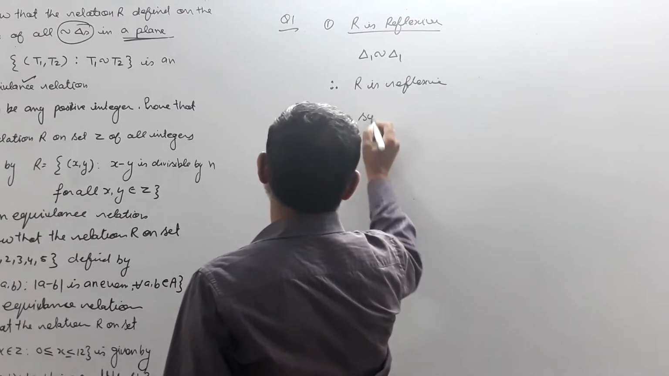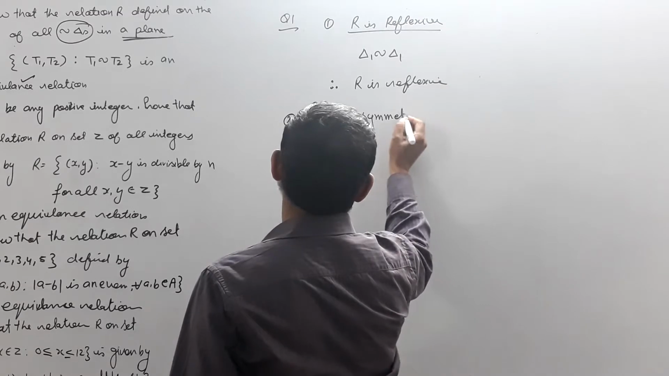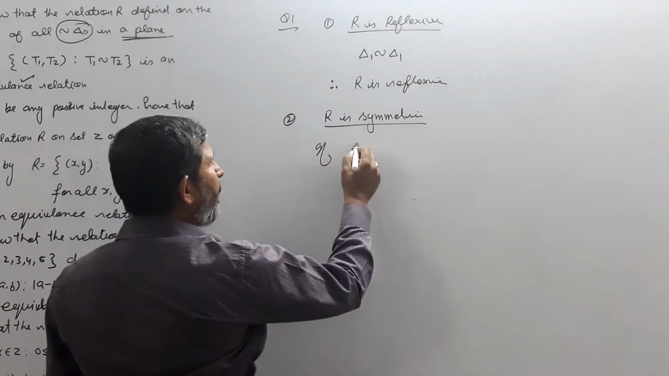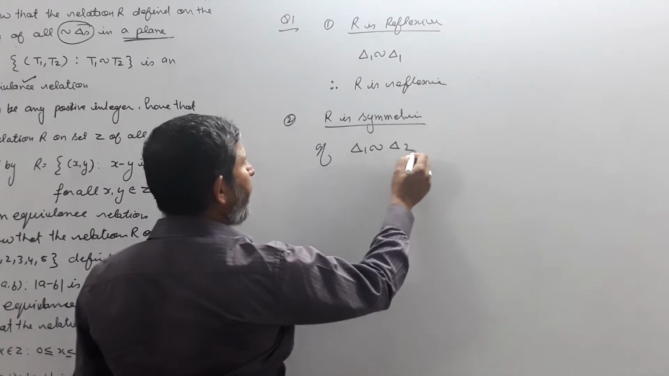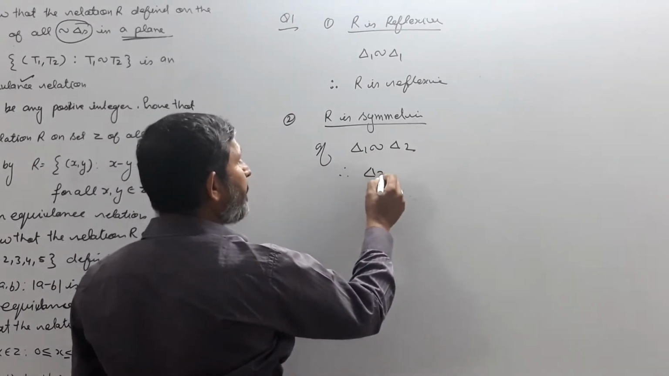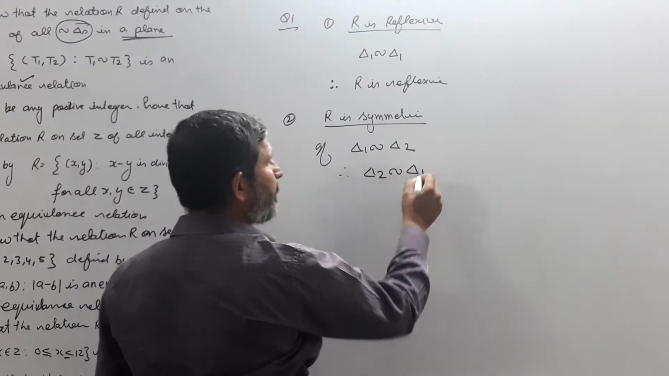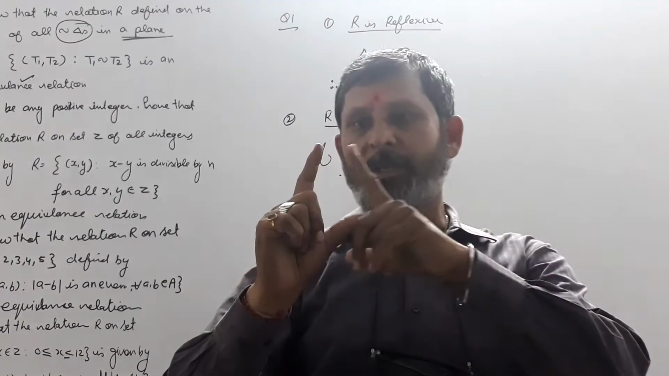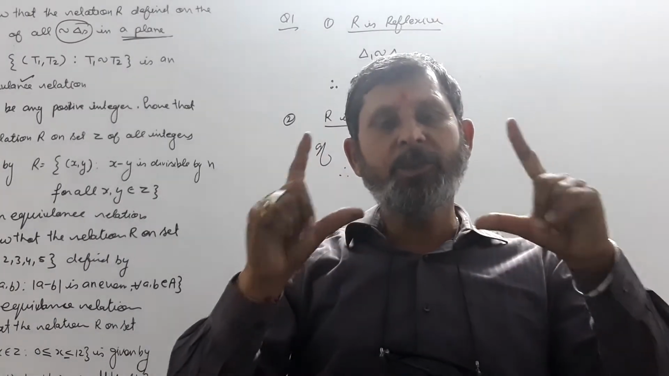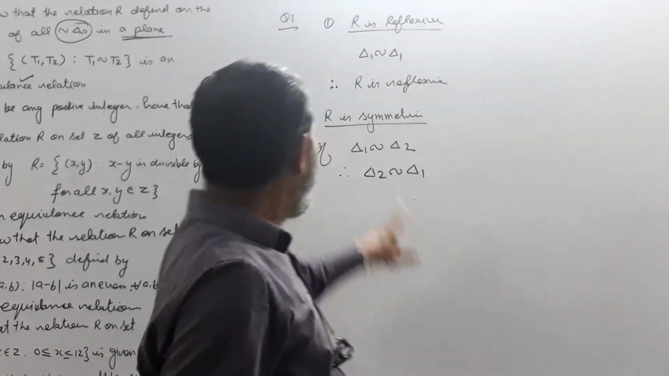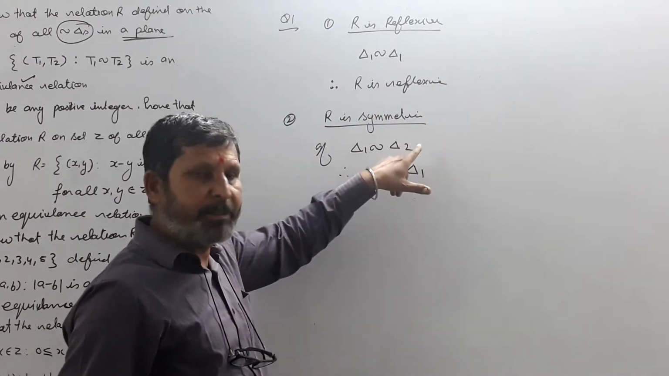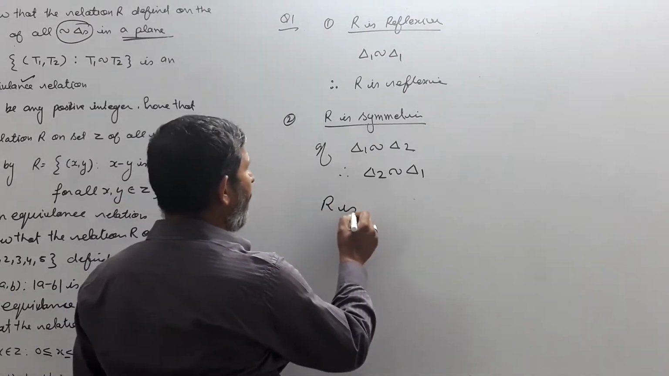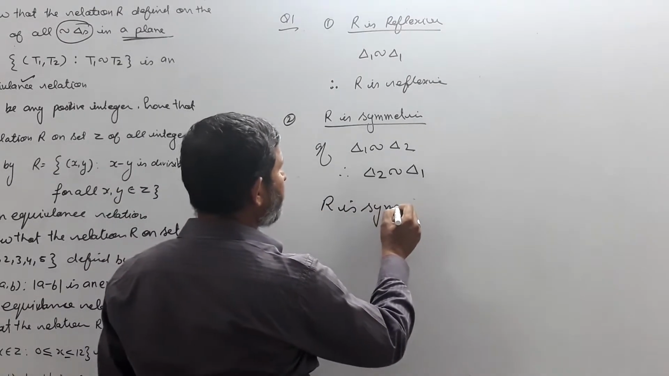Second, R is symmetric. For the symmetric relation, if triangle first is similar to triangle second, then it is necessary that the second triangle is also similar to the first. Because if one triangle is similar to the other, then the other triangle is also similar to it. These two triangles are similar. Therefore R is symmetric.